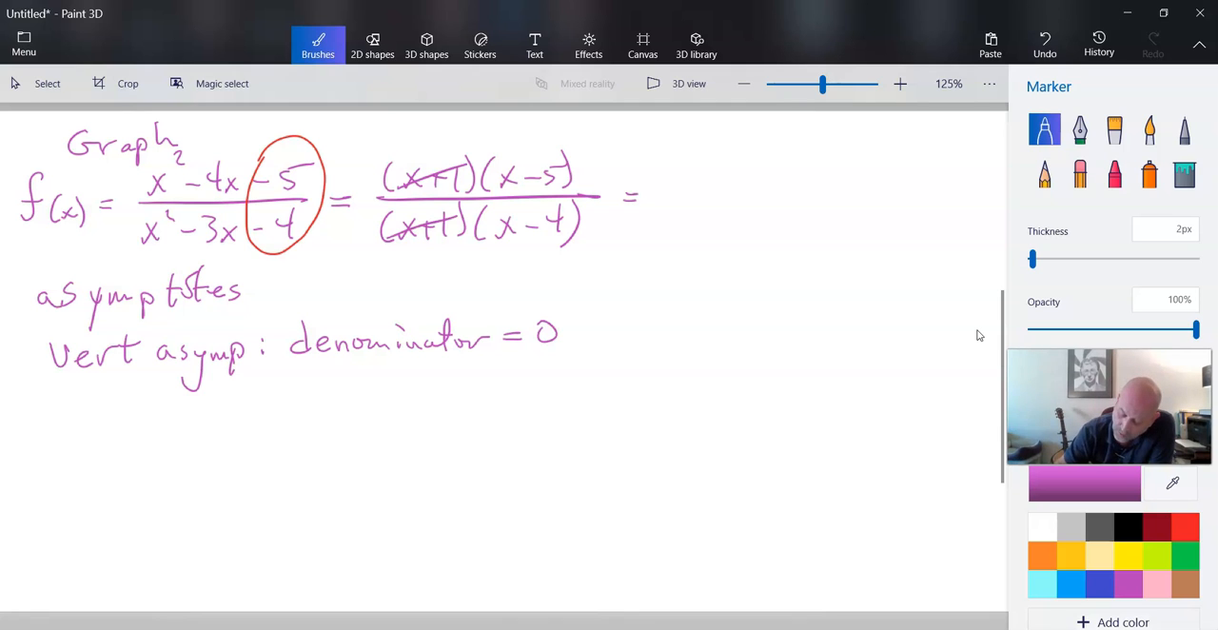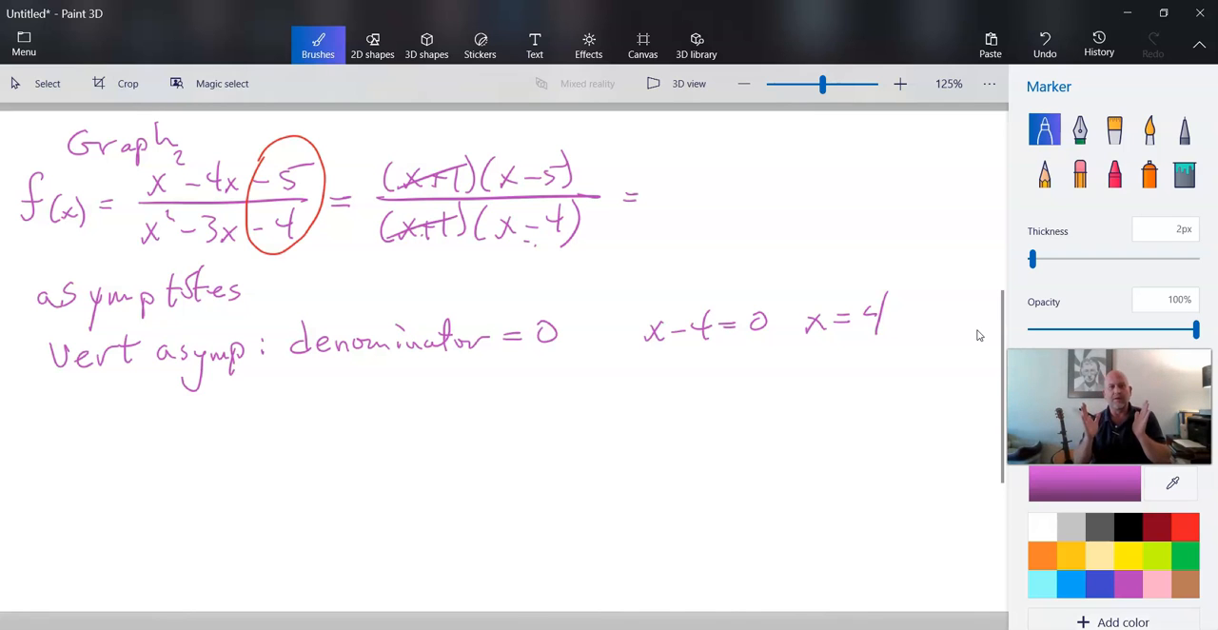If I want to know where the denominator equals 0, I have two candidates. This one canceled out, so it's just going to be where x minus 4 equals 0. You would do this with any factors that didn't cancel out, which means I have a vertical asymptote at x equals 4. That was actually pretty straightforward. You just set the denominator equal to 0 and solve. So I have a vertical asymptote at x equals 4.